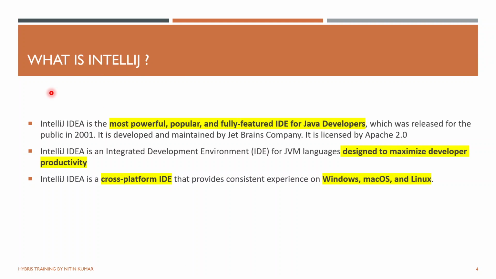So first of all, we need to see what is Intellij. Intellij is an IDE which is very powerful, and it is very full featured for Java developers basically. It was released in 2001, and it is developed and maintained by JetBrains company, and it is licensed by Apache 2.0. And Intellij IDEA is an integrated development environment, that is the IDE for JVM languages designed to maximize the developers' productivity. So the performance which Intellij provides, it maximizes the developers' productivity.